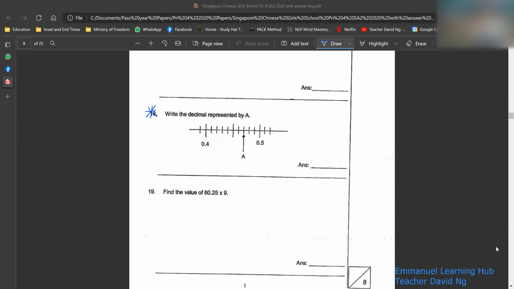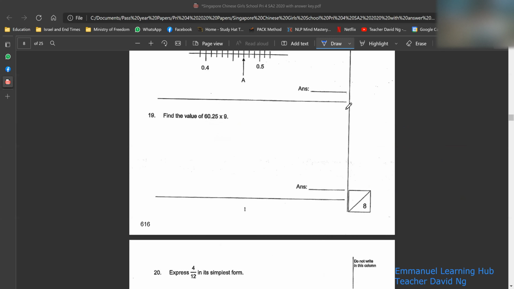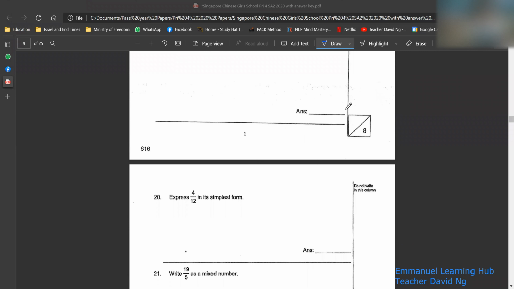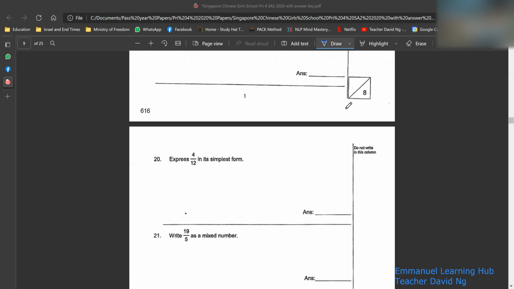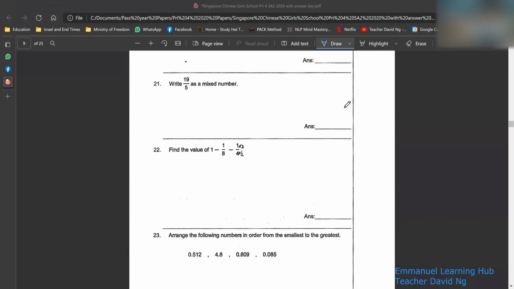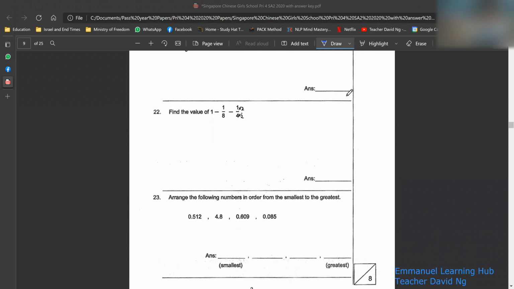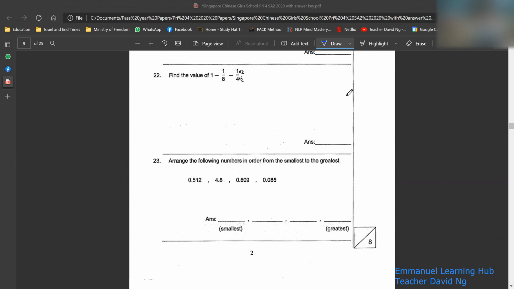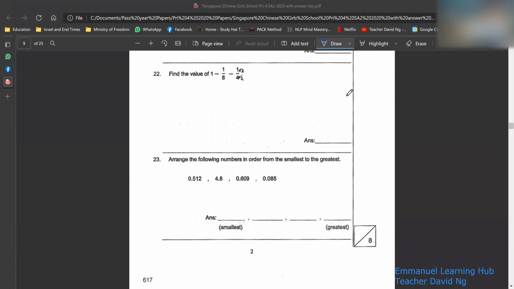Not so hard, right? This one. Yeah. What's the answer for question 19? 542.25. Very good, you got it right. So I won't go through. Question 20, what's your answer? 1/3. Very good, I won't go through. 21, what is your answer? 3 and 4/5. Very good, you got it right. So I won't go through. How about question 22? What is your answer? 1/2. It's wrong, so I have to go through with you.